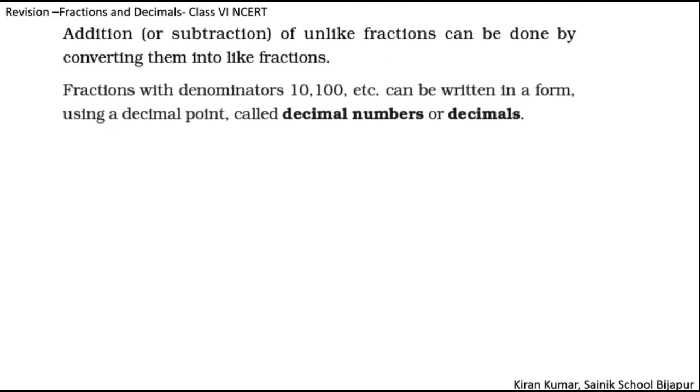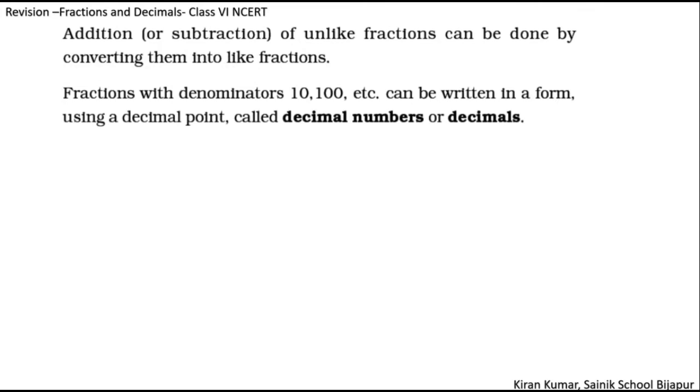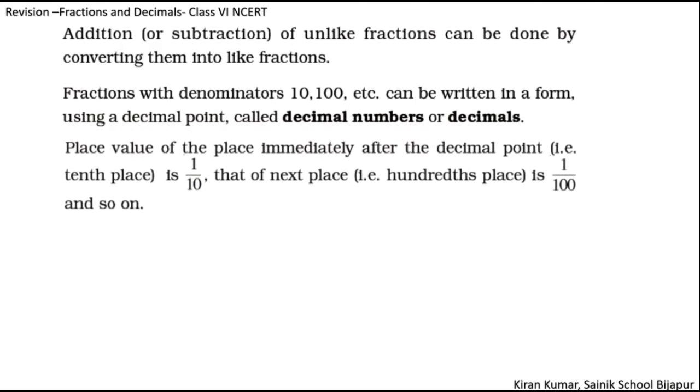Fractions with denominators 10, 100, etc. can be written using a decimal point, called decimal numbers or decimals. The place value of the place immediately after the decimal point, that is, the tenths place, is 1 by 10, that of the next place is 1 by 100, and so on.